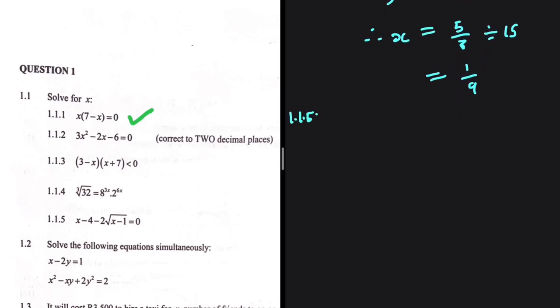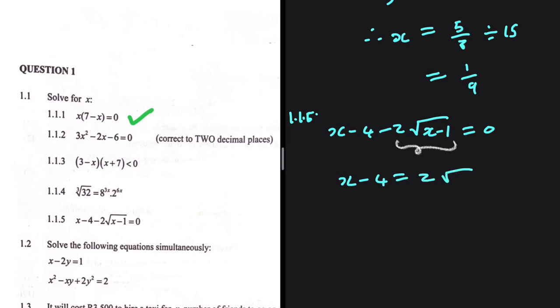1.1.5, let's take a look at this one. We have x minus 4 minus 2 square root of x minus 1 being equals to 0. Let's take these to the right hand side. We're going to have x minus 4 being equals to 2 square root of x minus 1. And then because we have this square root, it's better we square both sides.